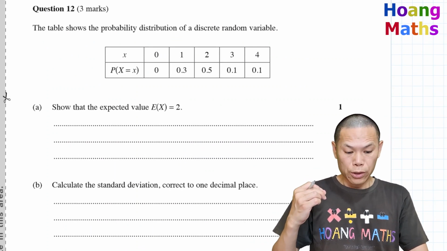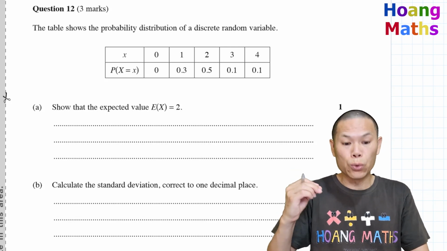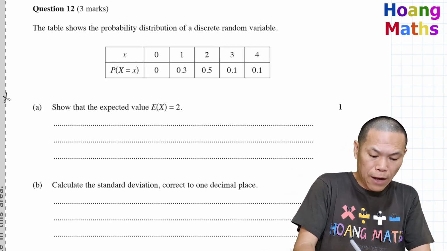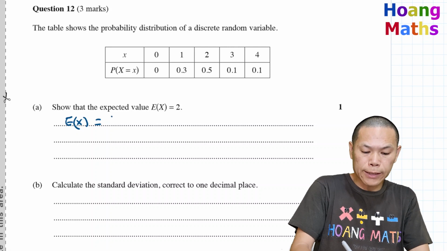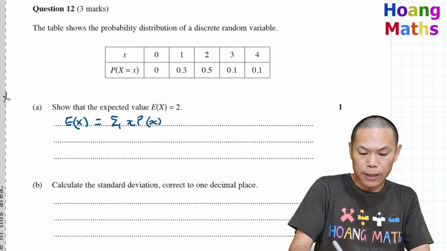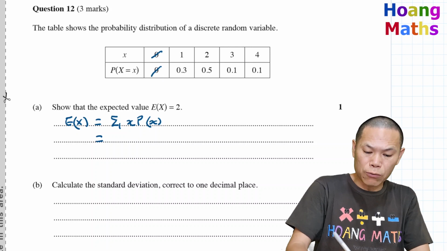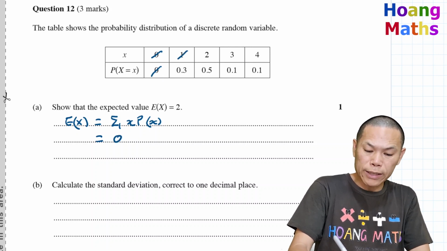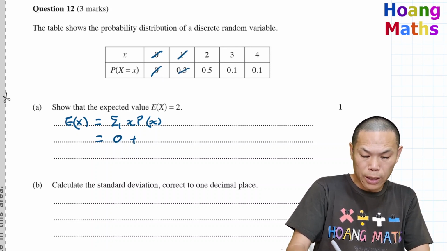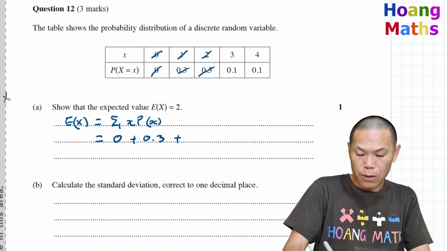Question 12. So we need to show that the expected value is equal to 2. And we know that the expected value is equal to the sum of the score, that is x, times its probability. So x is 0 times 0, gives me 0. And 1 times 0.3 is 0.3. And we add 2 times a half, so that gives me 1.